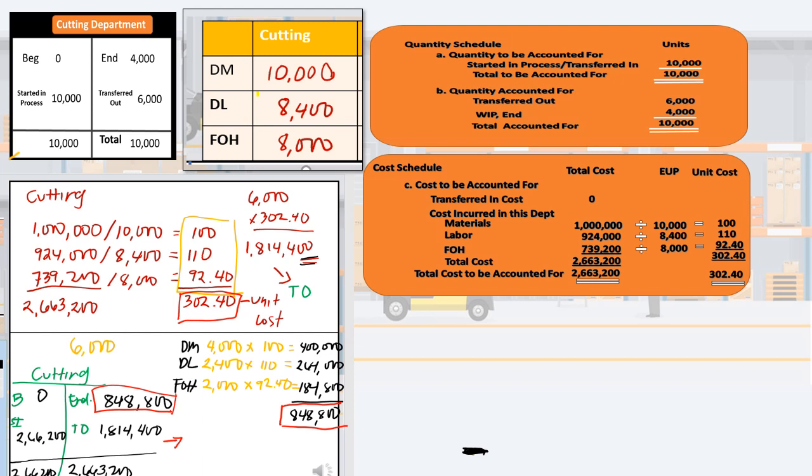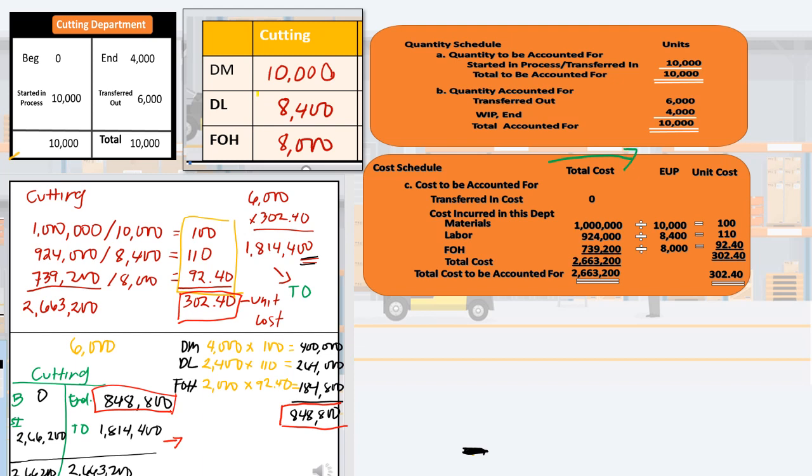So para hindi kayo mahirapan sa pag-fill out, kasi syempre kapag kayo na yung gagawa, hindi naman ganito siya given na lahat. So kayo pa yung maglalagay ng information. Para di kayo mahirapan, ang lagi nyo lang tatandaan, pag letter C, cost to be accounted for, ang ating pagsusulat po ng mga amount ay from left to right.